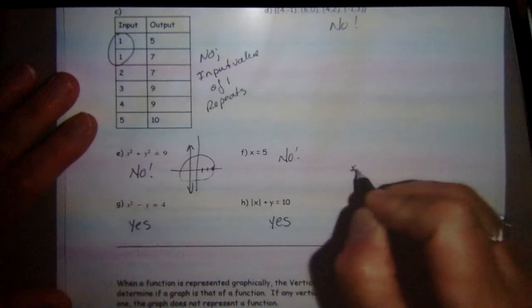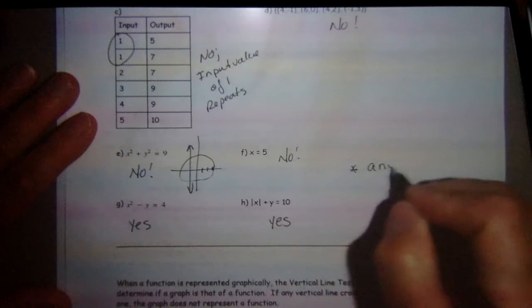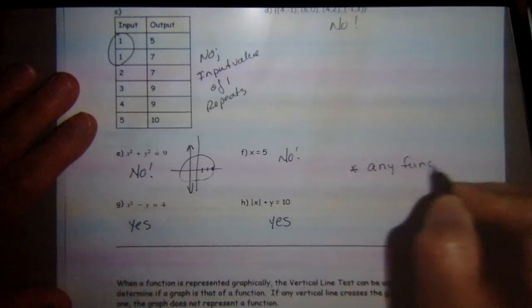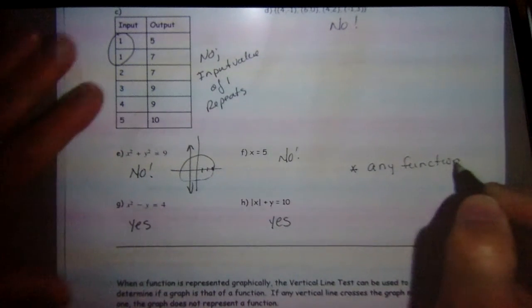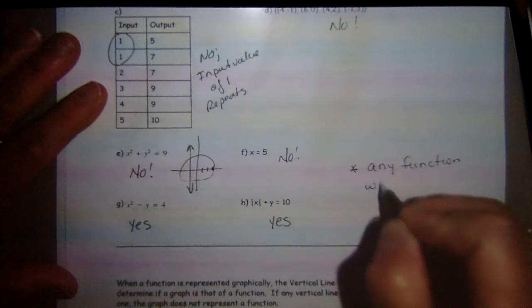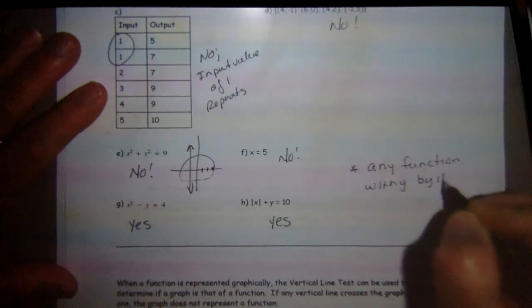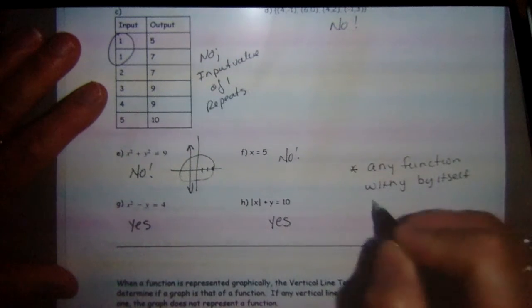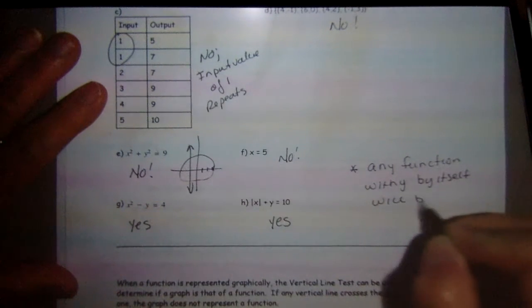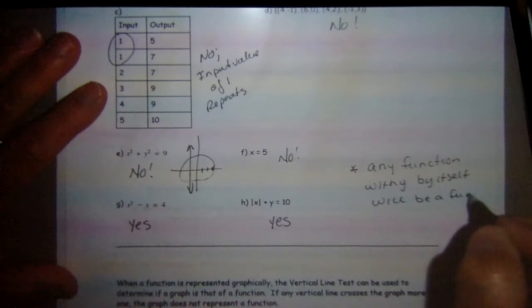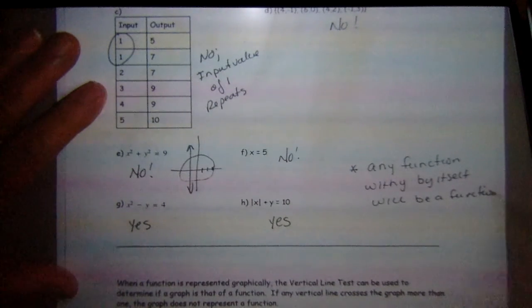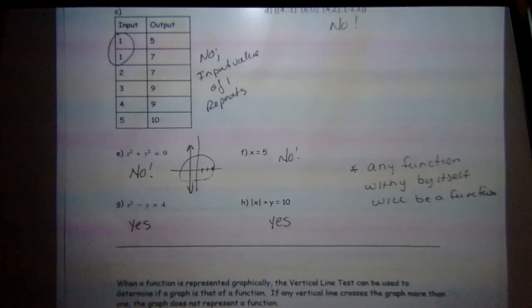And I have a note that says any function with y by itself will be a function. As long as y is not squared or raised to the 4th, it's going to be a function.